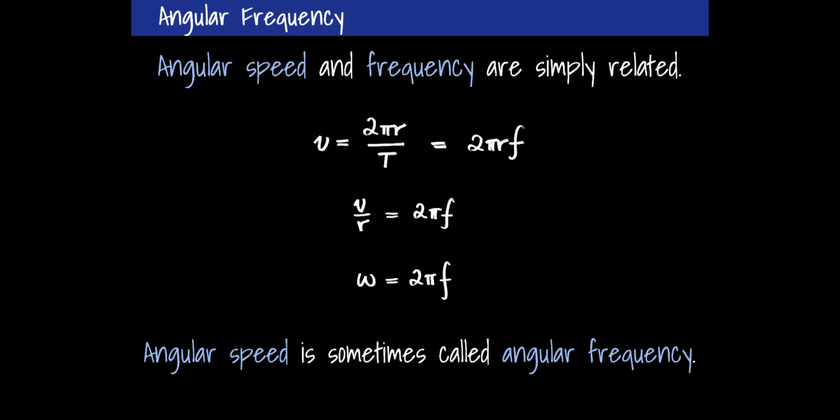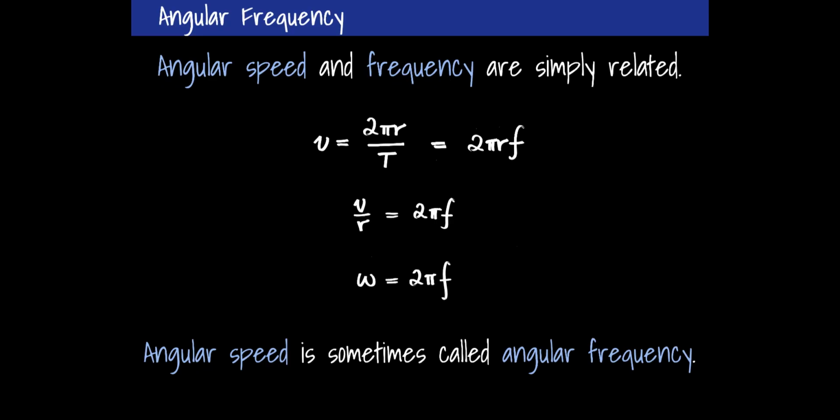It's a simple relationship. And because of this lovely relationship between omega and f, the angular speed omega is sometimes referred to as angular frequency. In fact, as an experienced physicist, it's a little bit difficult for me to say angular velocity and angular speed because I always call omega angular frequency.